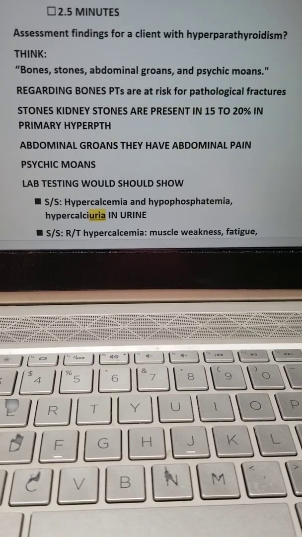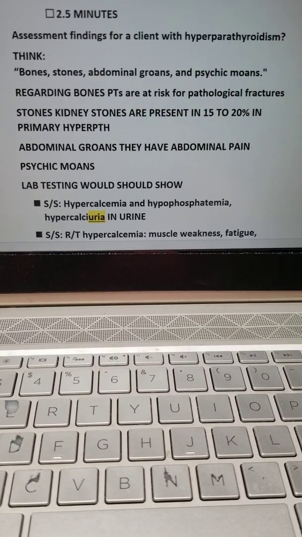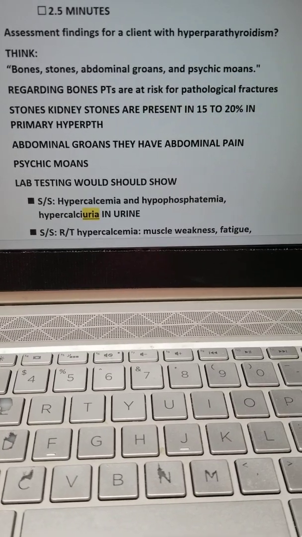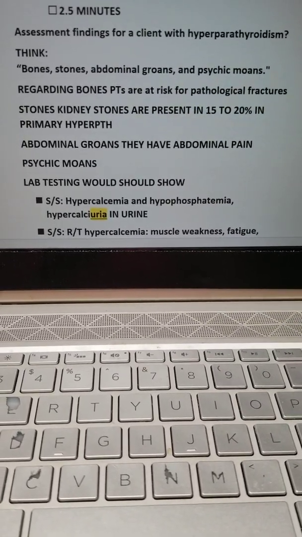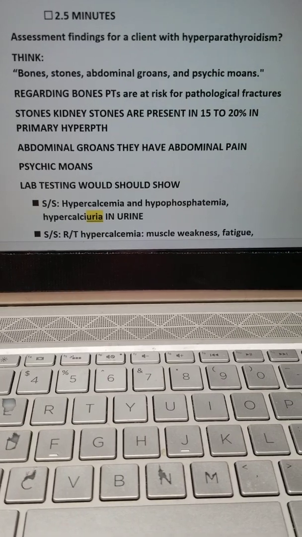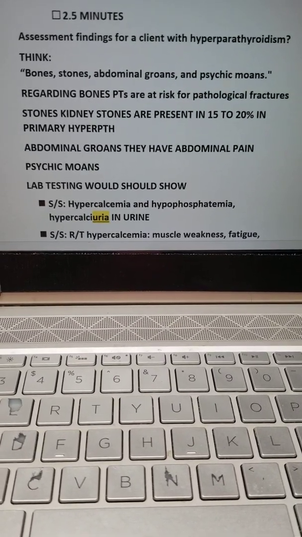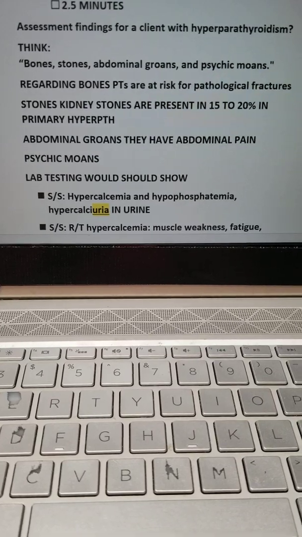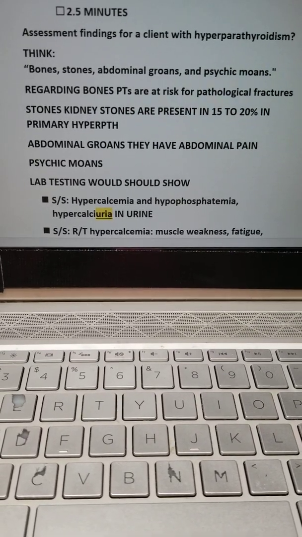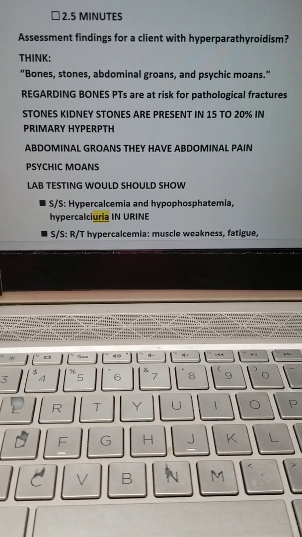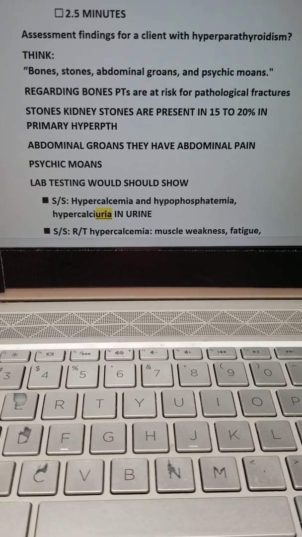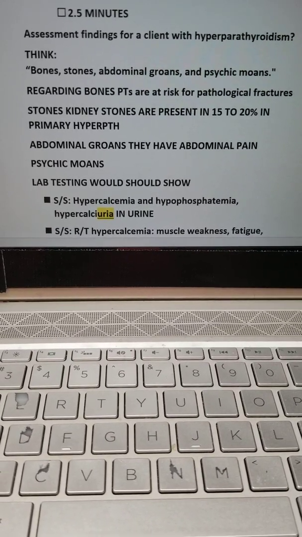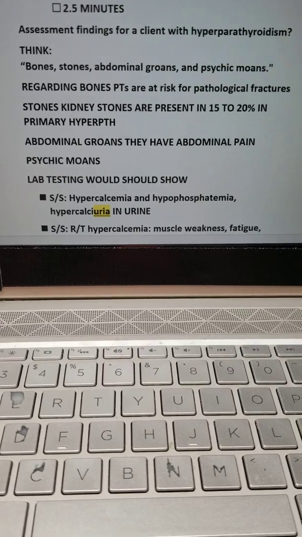Stones indicate kidney stones, which are present in 15 to 20% of primary hyperparathyroidism. Abdominal groans, they have abdominal pain with this high calcium in the blood. Psychic moans, it's painful, this abdominal groans and psychic moans.